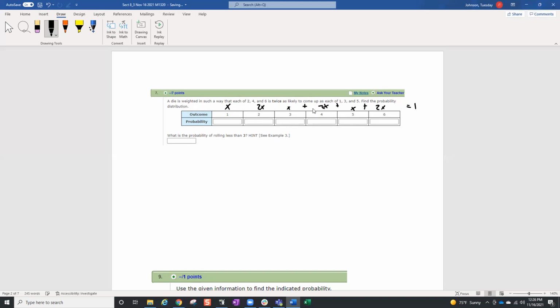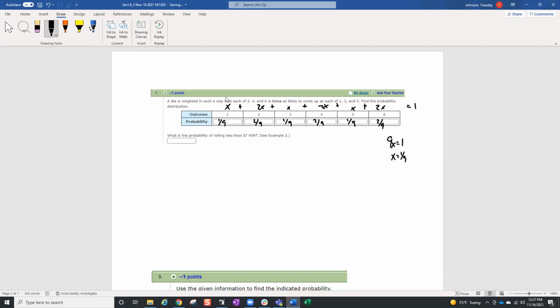That's an ugly 2X, but it is a 2X. So 1, 2, 3, 4, 5, 6, 7, 8, 9 X equals 1. X equals 1/9. So 1/9, 2/9, 1/9, 2/9, and so on. Twice as likely, right? 2/9 is twice as big as 1/9. And when we add them all up, there's a total of 9 possibilities.